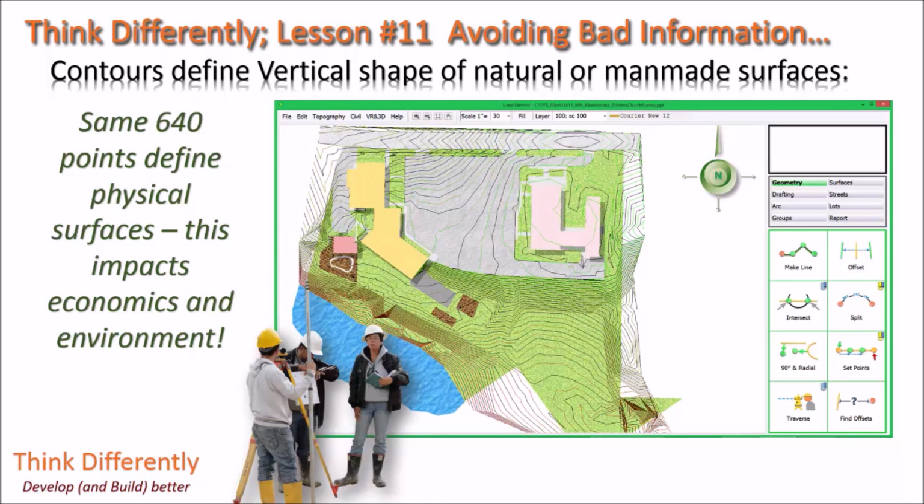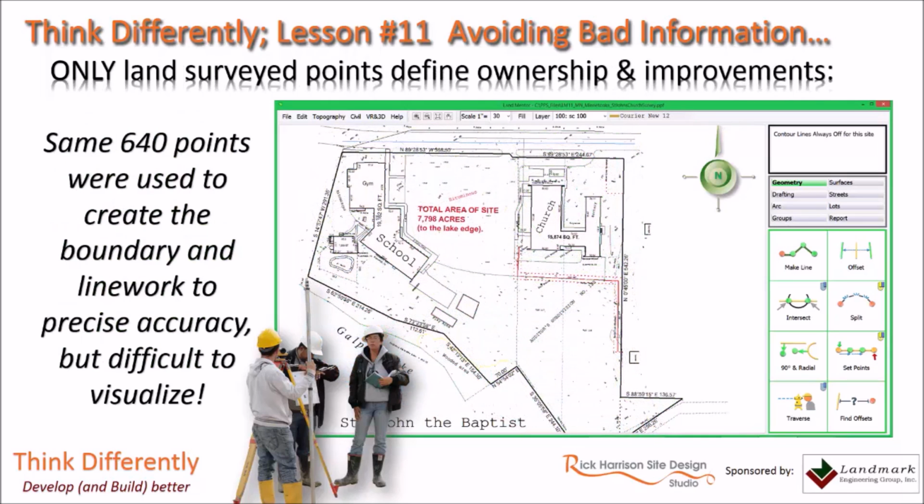So the same 640 points define the physical surfaces, not just the contours, because the contour map is stored in a DTM, a digital terrain model. Contour lines are generated on the fly. Remember, LandMentor doesn't have anything but coordinate geometry. And every screen refresh, every contour map, every physical display of physical items is a raw calculation. And then the same 640 points were used to create the drawing.